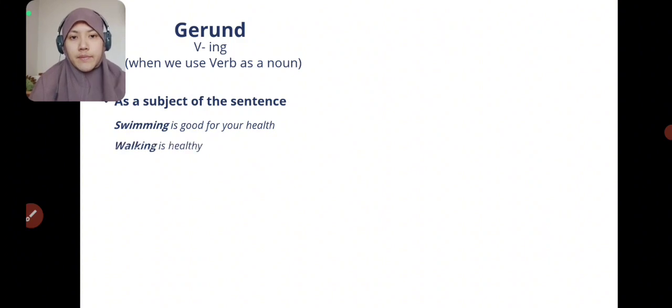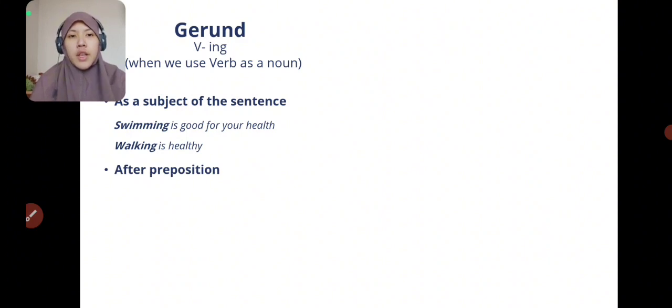Okay, next. Walking is healthy. This one is also the same. Is acts as a verb, and walking here acts as a subject derived from walk, and then we put suffix ing. So swimming and walking are gerunds.